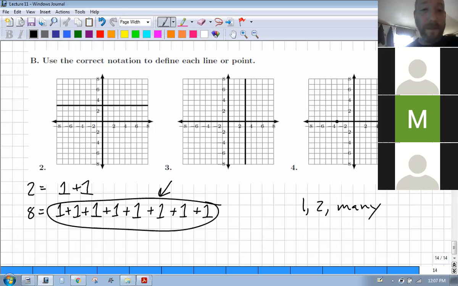Yes, it does. All right. And multiplication is just repetitive addition. Exponents is repetitive multiplication. So master your notation.